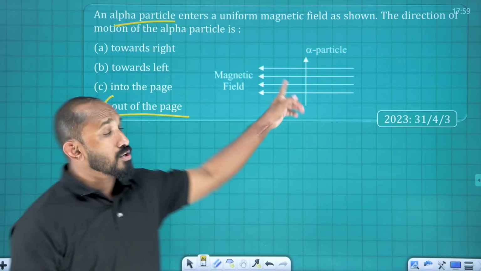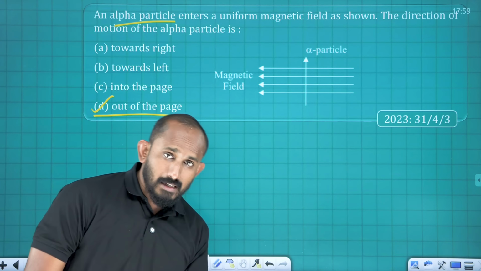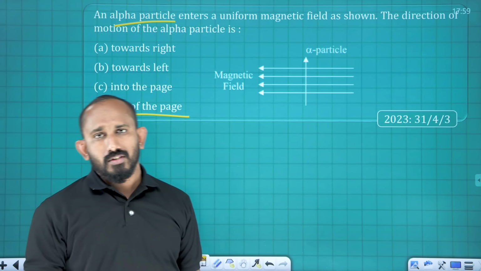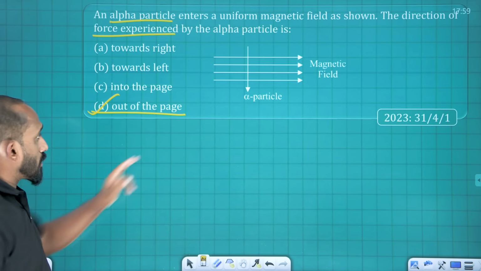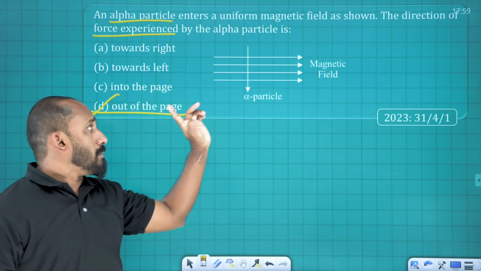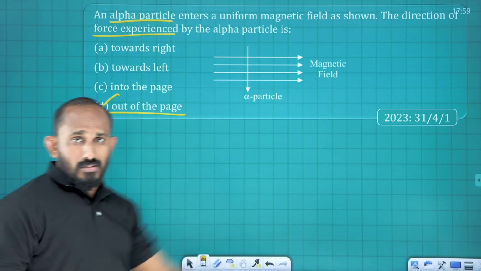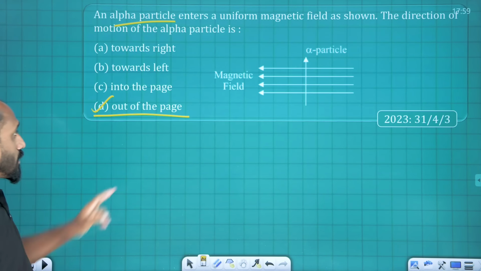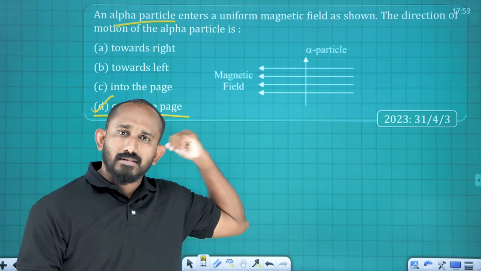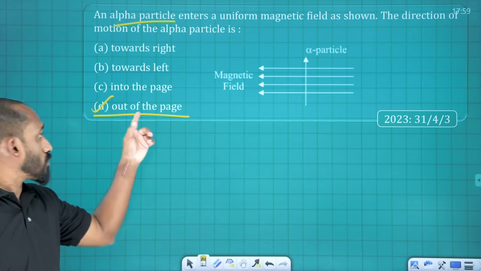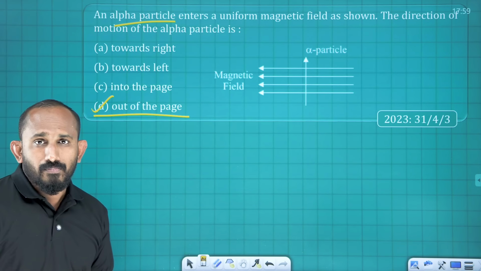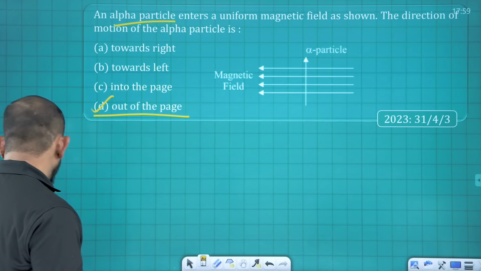Here see, both the direction of alpha particle and magnetic field are changed from the previous one. See, previous one it was alpha particle downward, magnetic field left. Then here it is opposite. Both are changed, hence the answer is the same, out of the page. Let's take the next question.